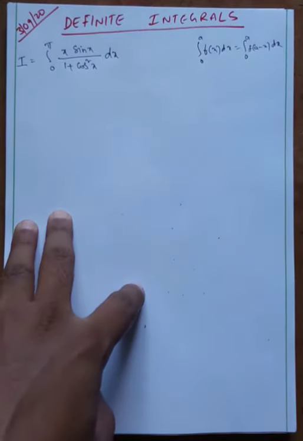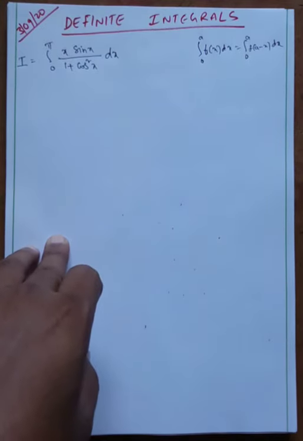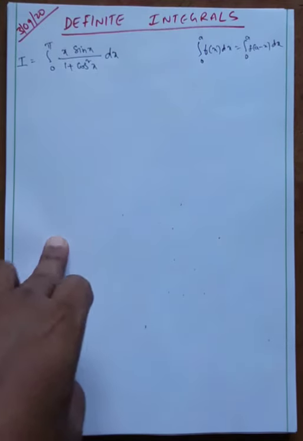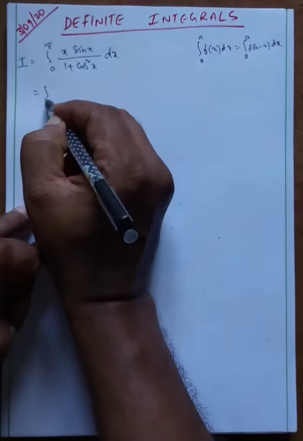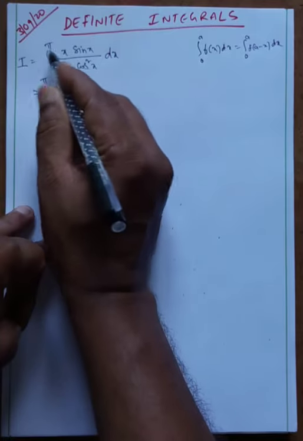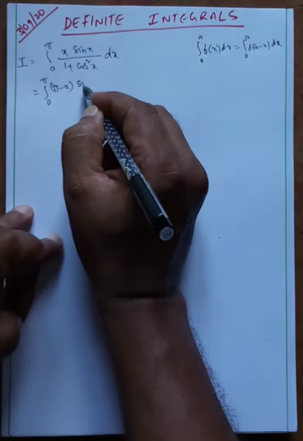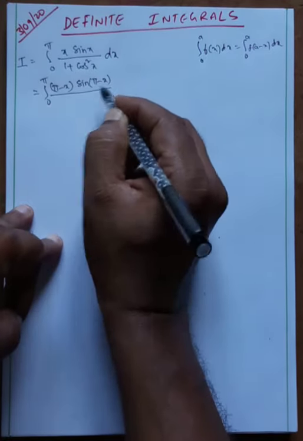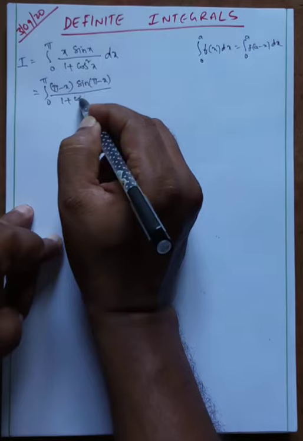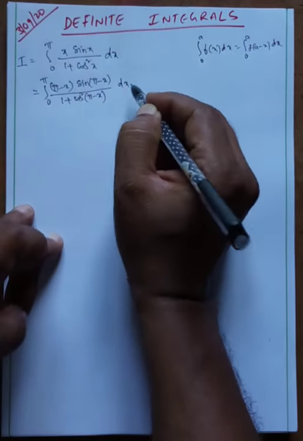Okay, my dear students. Now integral 0 to a of f of x dx is equal to integral 0 to a of f of a minus x dx. Instead of x you write a minus x. Now write down that it is equal to integral 0 to pi. What is the value of x? Pi minus x into sin of pi minus x by 1 plus cos square of pi minus x dx, my dear students.